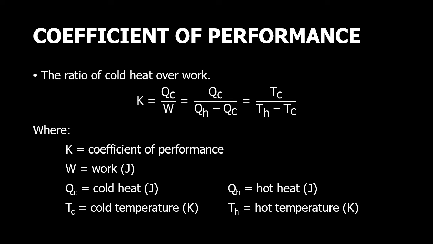A perfect refrigerator, one in which no work is required to take heat from the low temperature region to the high temperature region, is not possible. This is the Clausius statement of the second law of thermodynamics. No device is possible whose sole effect is to transfer heat from one system at a temperature into a second system at a higher temperature.